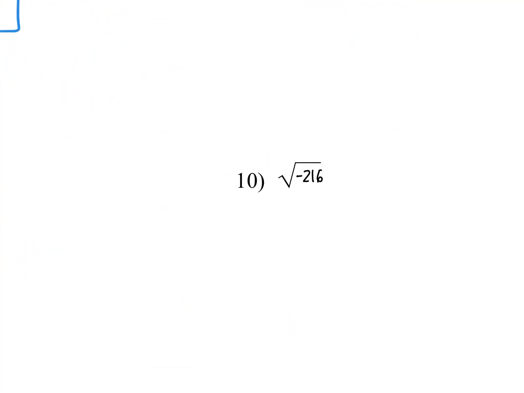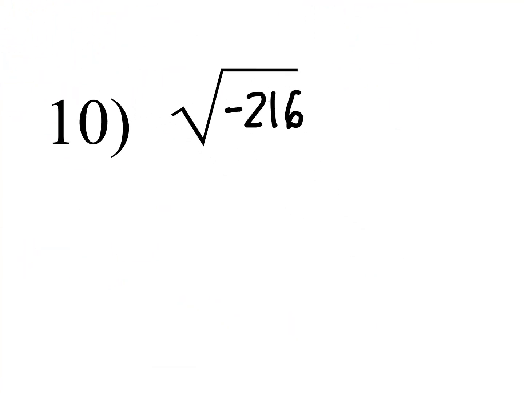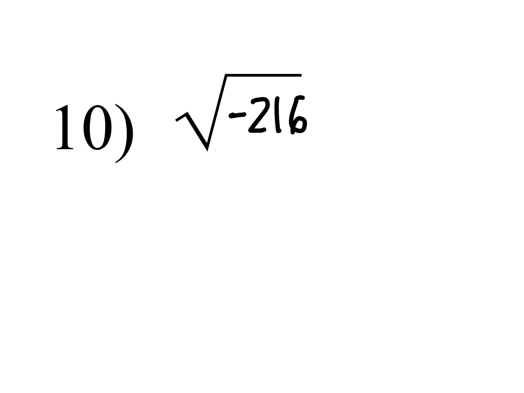All right, next we are simplifying. So what do I have to do first when I have a negative under the square root? Make it an i. So we put it outside and it becomes an i. What are 2 factors of 216? 108 and 2. And then 108 is 12 and 9.